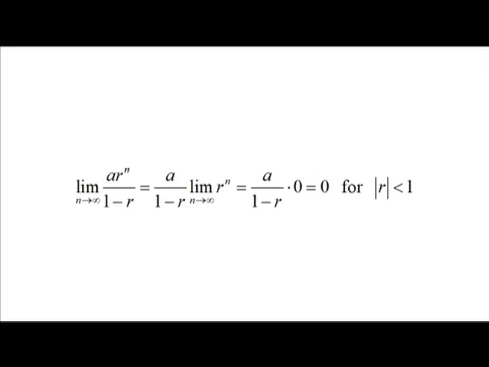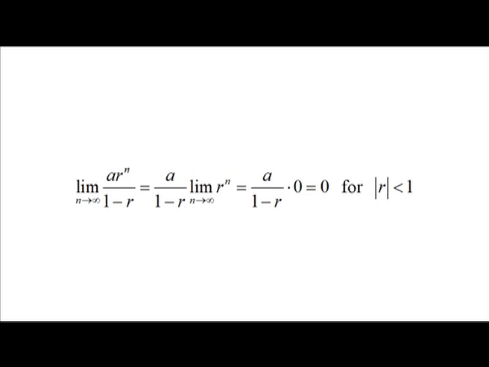Hence, limit of a r^n upon 1 minus r as n approaches infinity equals a upon 1 minus r into limit of r^n as n approaches infinity, which is equal to a upon 1 minus r into 0, which is equal to 0 for absolute value of r less than 1.